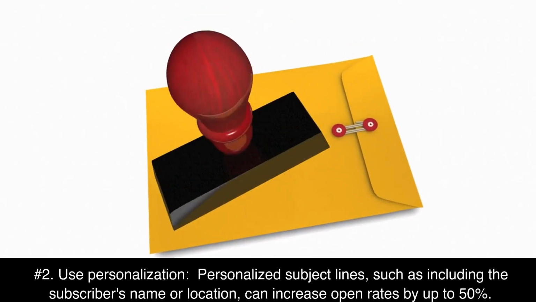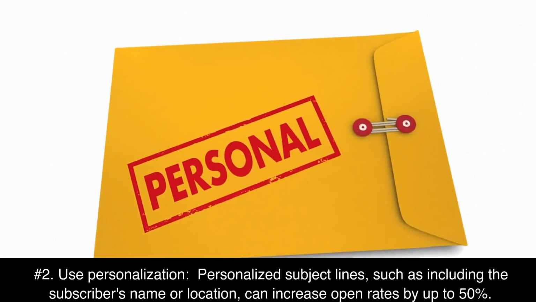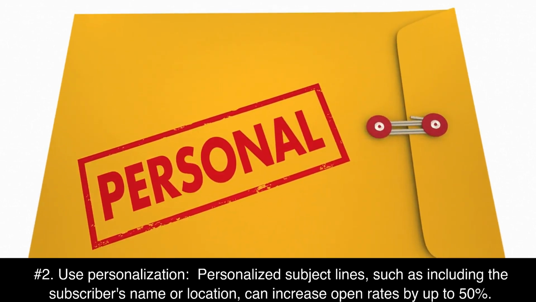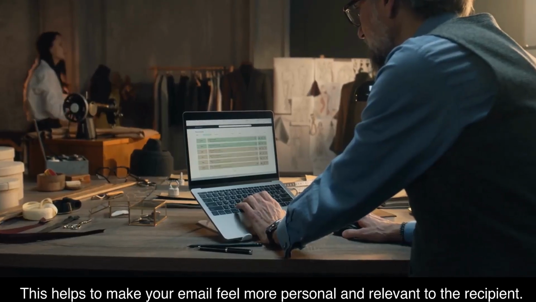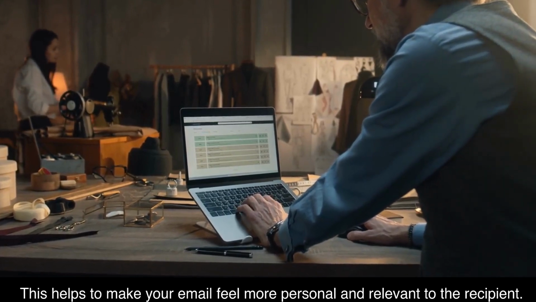Number 2. Use personalization. Personalized subject lines, such as including the subscriber's name or location, can increase open rates by up to 50%. This helps to make your email feel more personal and relevant to the recipient.